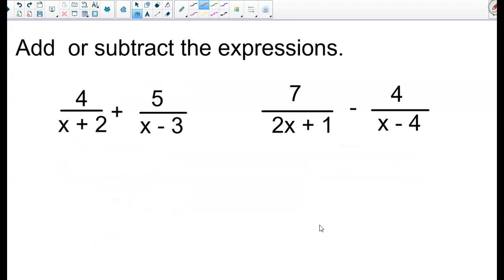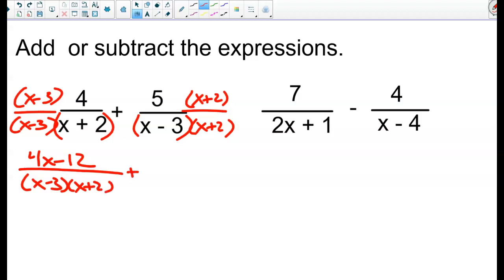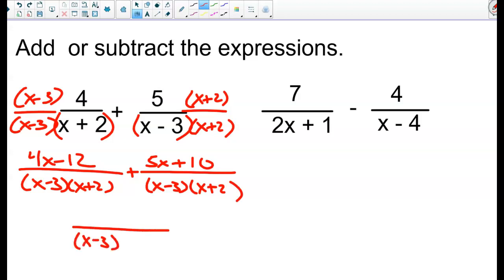All right, so now here, we have two different denominators. So we need to get a common denominator automatically. The denominator that's here has to be multiplied to the other fraction, top and bottom. The denominator that's here has to be multiplied to the other fraction, top and bottom. So we get 4x minus 12 over x minus 3, x plus 2, plus 5x plus 10 over x minus 3, x plus 2. And then on the bottom, x minus 3, x plus 2.